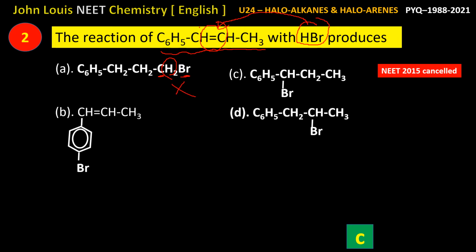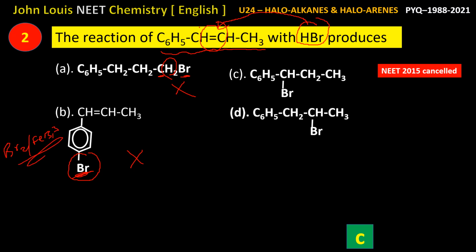And if you take option B, here bromination takes place in the benzene ring. So this is also ruled out. With HBr, it will not undergo bromination. It will undergo only addition reaction in the double bond. For bromination to take place like this, the reagent used is bromine and FeBr3.